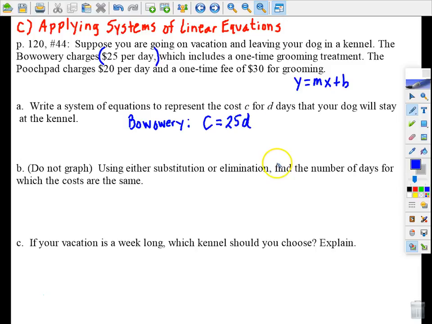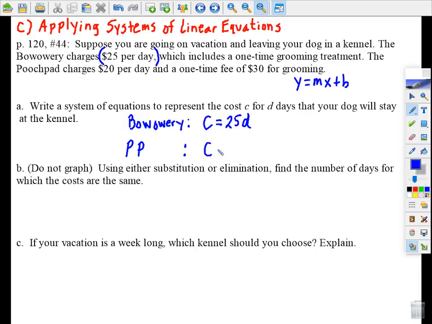D, which is days. So my equation to represent the charge for the Bow Wowry, hard for me to say, cost is determined by 25 times the number of days. C equals 25D. Okay, well, let's look at the Pooch Pad. I'll just do PP.